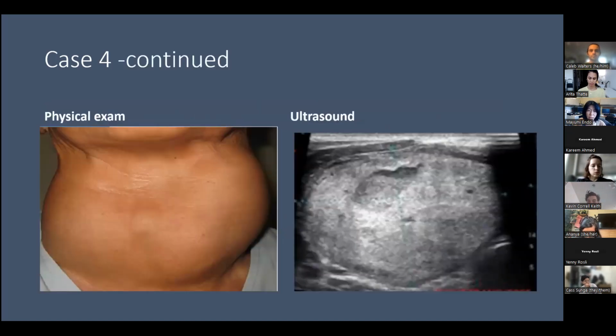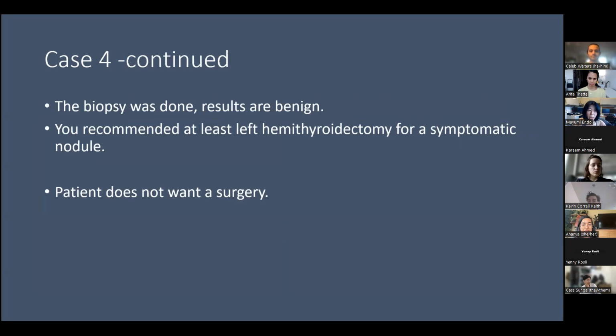Her neck looked like this, and ultrasound looked like this. So it's pretty obvious that she has something sitting on the neck. So I repeated the biopsy just to make sure it was benign. And I recommended at least partial removal of the thyroid for her symptomatic nodule, but she refuses surgery. Now what should I do?